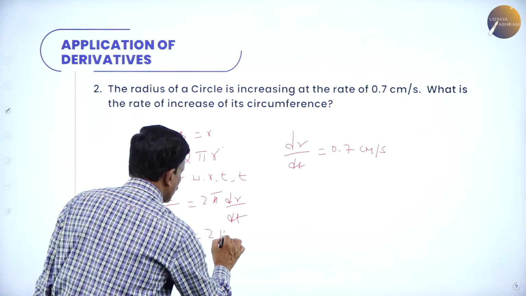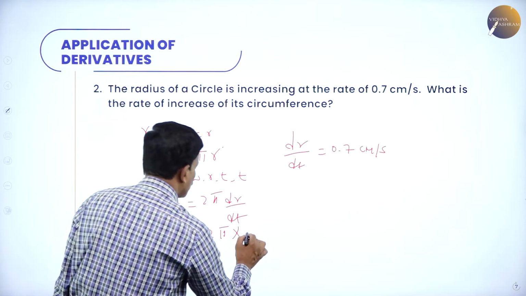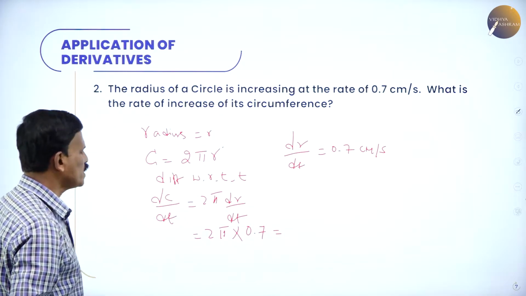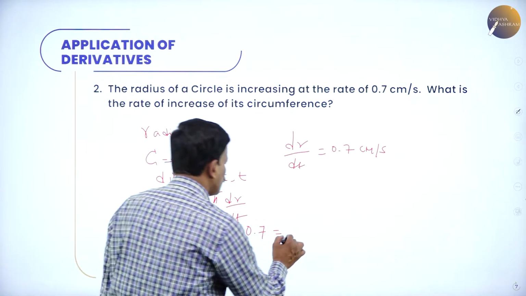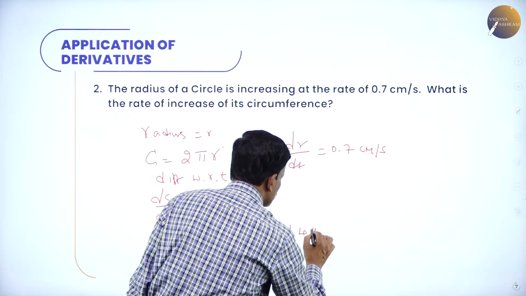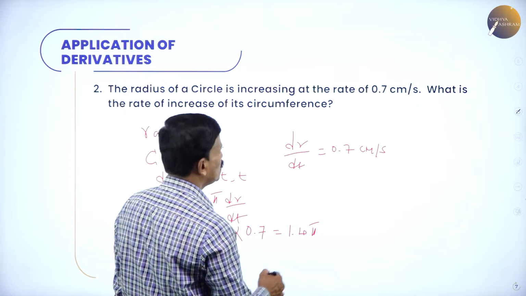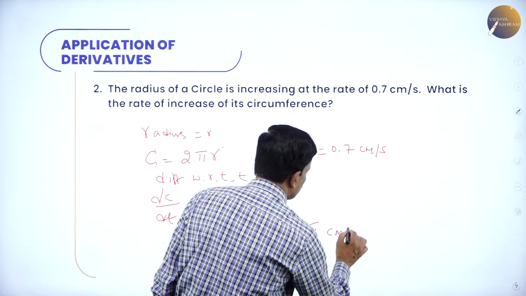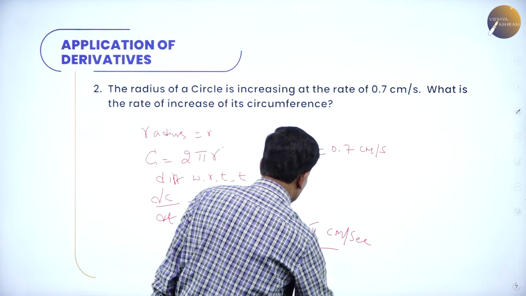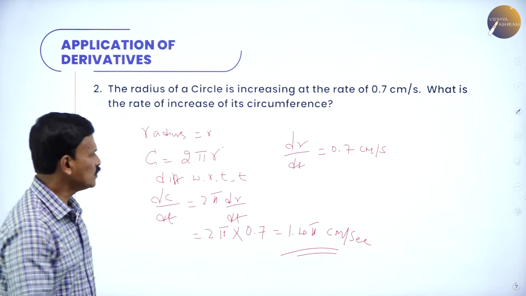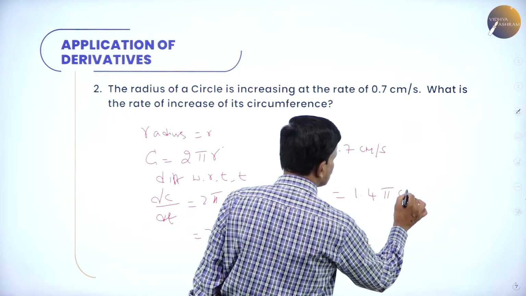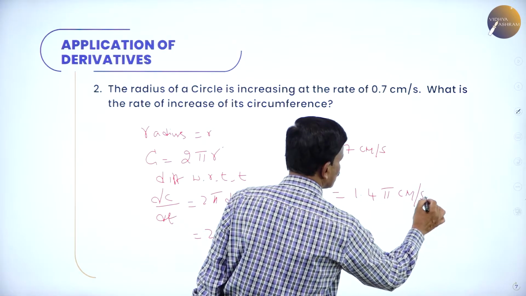This is 2 pi into, substitute the value of dr by dt, 0.7. This is equal to 0.7 into 2 is 1.4, 1.4 times pi. And what is the unit here? Since this is the circumference, centimeter per second. The required answer is 1.4 pi centimeters per second.